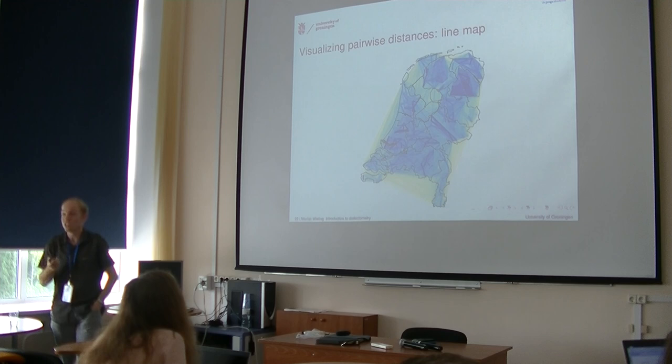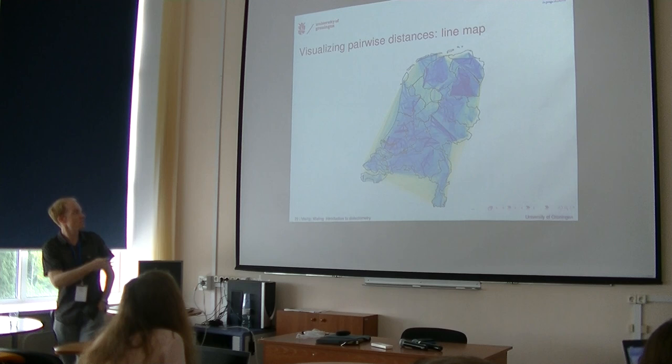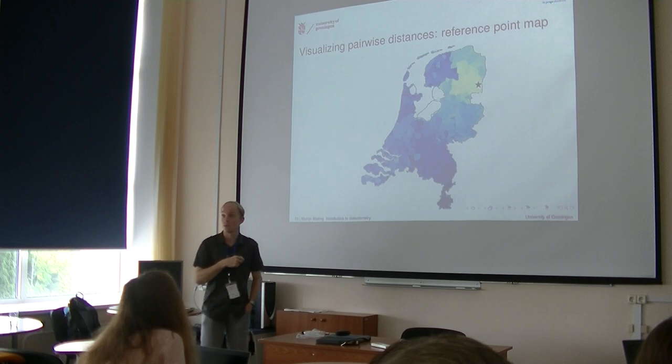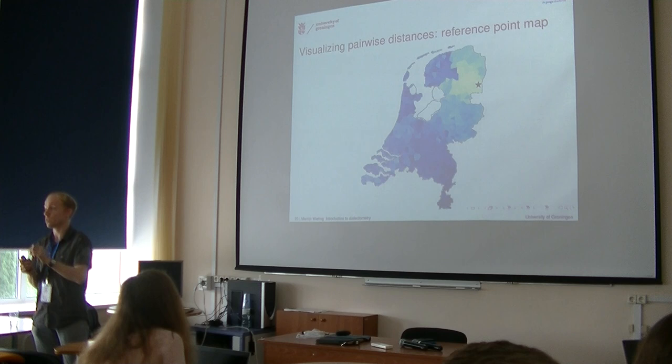So you see some kind of structure, but really this is a mess, no? Yeah. I mean, you can see something with some fantasy and some knowledge about the situation, but otherwise it's quite hard. So what I do like is a so-called reference point map, right? So you pick a place as your reference and say, suppose you are a person living in this area, how do you see the other areas?